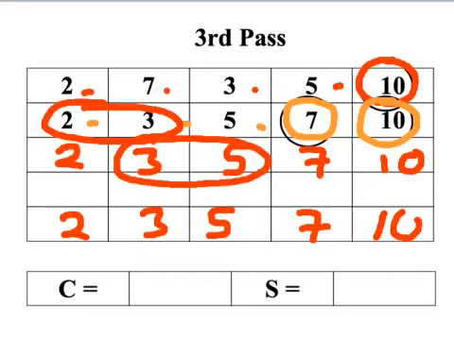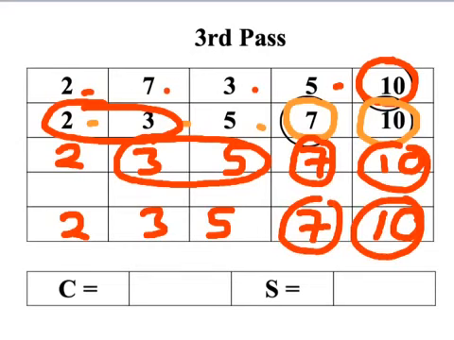And I've compared items 1 and 2, compared items 2 and 3. The 7 and the 10 were already fixed. So I've passed through the list without needing to make any swaps. So at this stage, I can stop the algorithm.